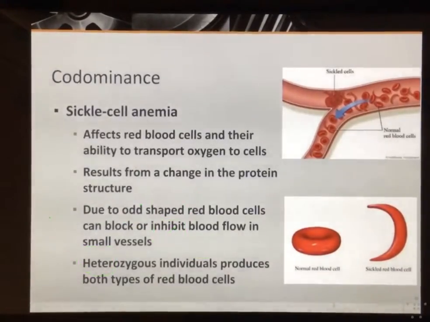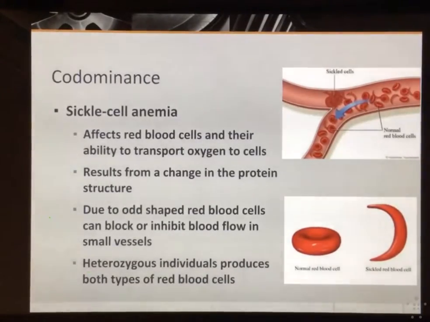Alright, so here is a classic case of codominance. And you might have heard of this one before. Sickle cell anemia. It affects your red blood cells and their ability to transport oxygen throughout the entire body to all your individual cells. And we know we need oxygen to do cellular respiration. Without that, your muscles are going to start to build up lactic acid, you're going to have soreness, and if you don't get any oxygen, they could eventually die.